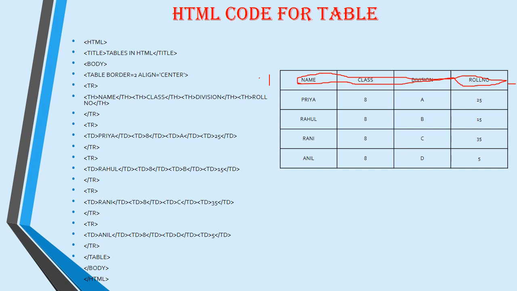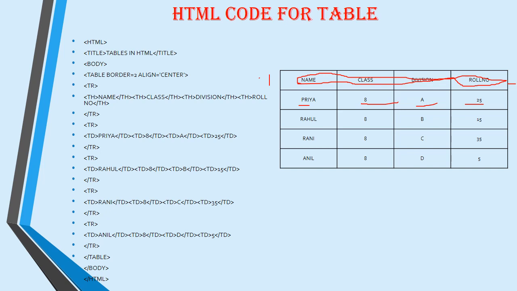So TR starting, next TD. What are the things we have? Priya, 8, A, 25, right? So I'll be writing TD Priya /TD, then TD 8 /TD, TD A /TD, TD 25 /TD. That row is our /TR.